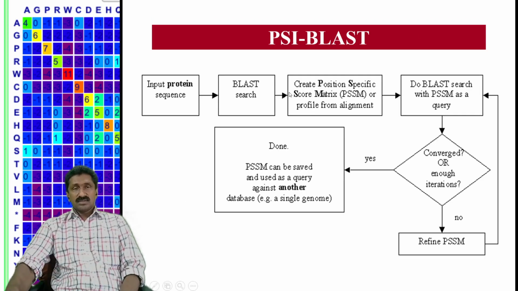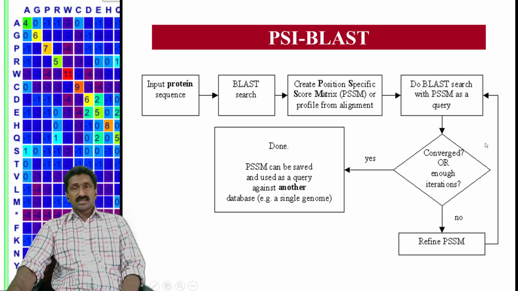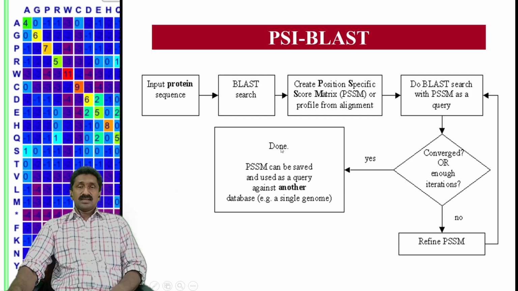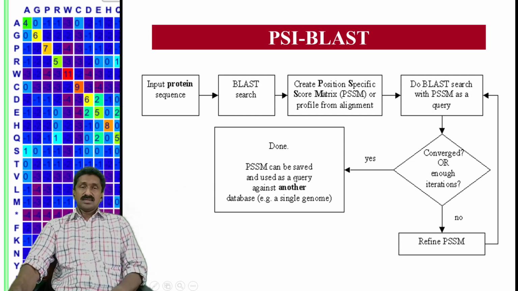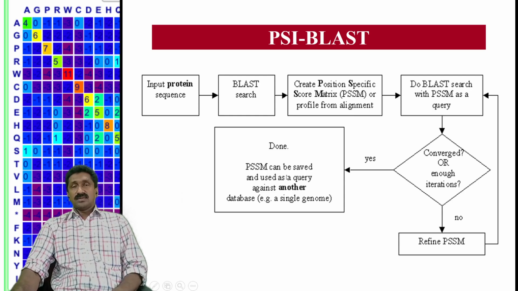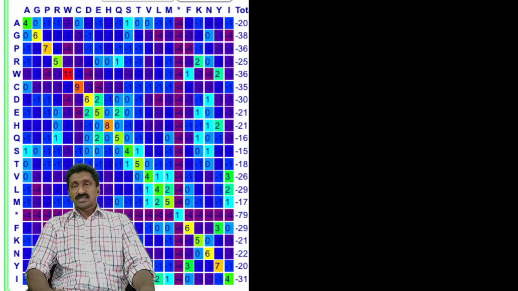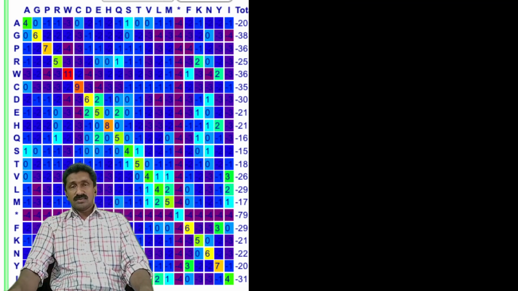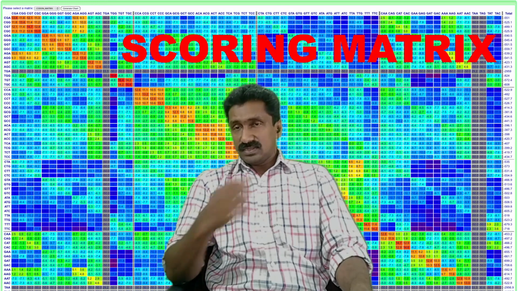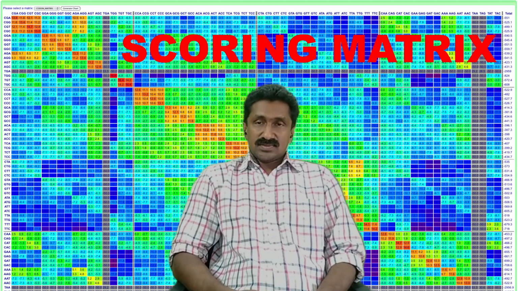So this is the procedure. You give an input sequence in PSI-BLAST, it performs a BLAST search, and from the result of that search it creates a position specific matrix. Then it does a BLAST search using those matrix values, and finally you will get the complete query result from the final BLAST search of that database. So this is how PSI-BLAST is performed. It is developed based on the position specific weight matrix. So that is the concept.